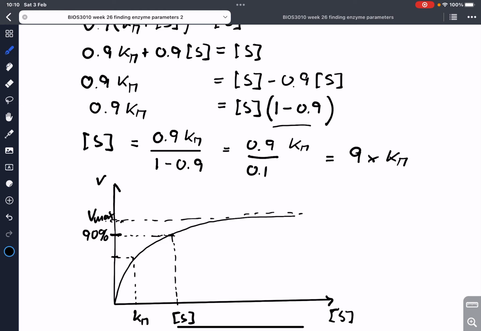How we can find the substrate concentration as a multiple of Km if we've got a given initial rate, or a fraction of the initial rate in terms of Vmax. I hope this makes sense, and thank you very much for watching.